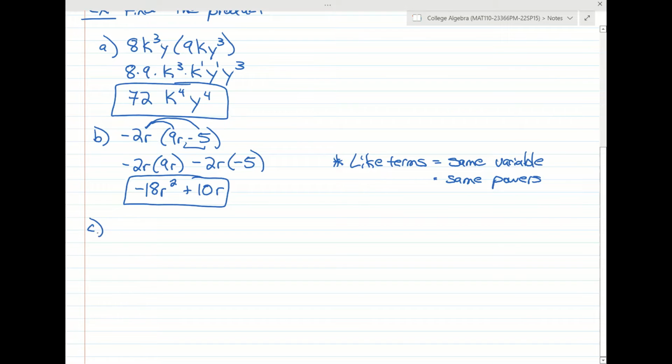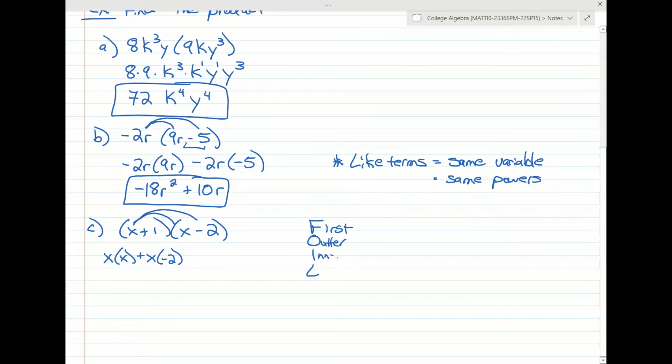All right, we'll keep adding some steps here. What about if we had x plus 1 times x minus 2? We could FOIL. FOIL means we multiply the first terms, x times x, the outer terms, which would be x times negative 2. The inner terms, 1 times x. And then the last terms, 1 times negative 2.